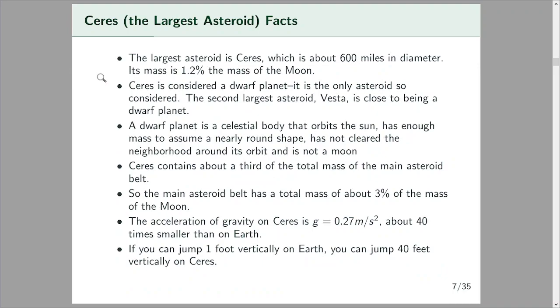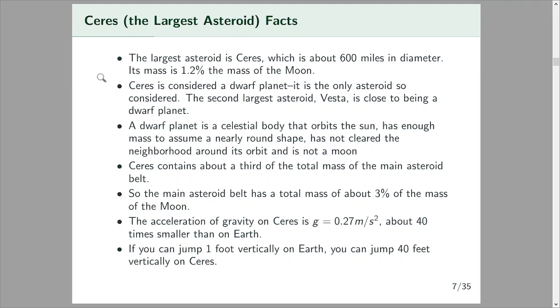So the largest asteroid is Ceres, which is about 600 miles in diameter. Its mass is about 1.2% of the mass of the moon, so it's very small in mass. The moon's diameter is about 2,000 miles. It's the same mass ratio to the moon as the moon is to the Earth. And so you can kind of see why we might not want to make this a planet. Ceres is considered a dwarf planet. It's the only asteroid so considered.